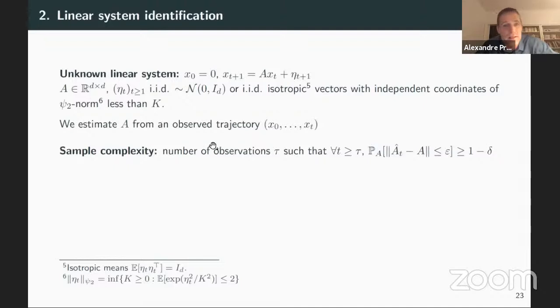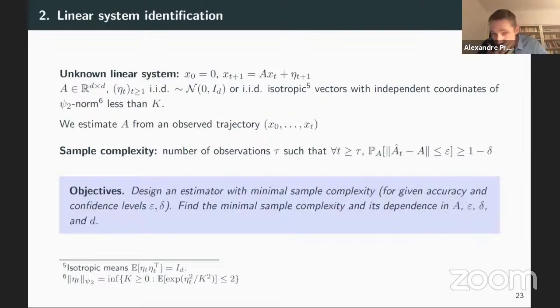Okay, so the sample complexity for this problem is defined as the number of observations tau such that after tau, the probability that your estimator is epsilon accurate is bigger than one minus delta. So that's the objective. We want to design an estimator with minimal sample complexity for given accuracy and confidence levels, epsilon and delta. And we want to find the minimal sample complexity and its dependence in A, because we want to be instance specific, and in epsilon and delta.